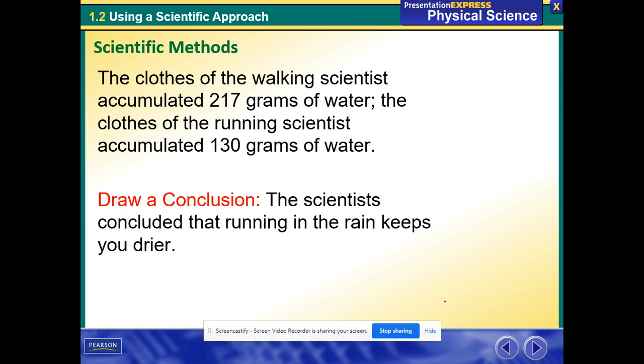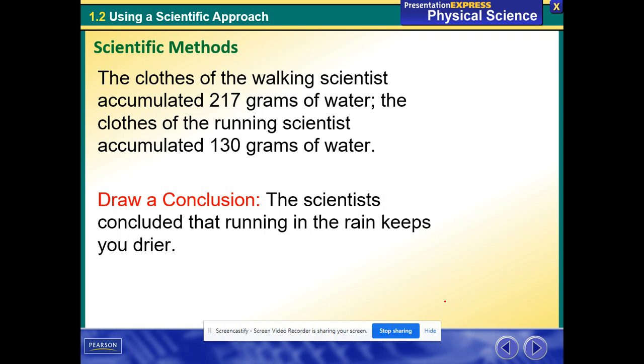From this information, they gathered data and they saw that the walking scientist accumulated 217 grams of water, while the one that was running accumulated 130 grams of water. 130 grams is significantly less than 217, so they concluded, based on their information, that running will keep you drier.